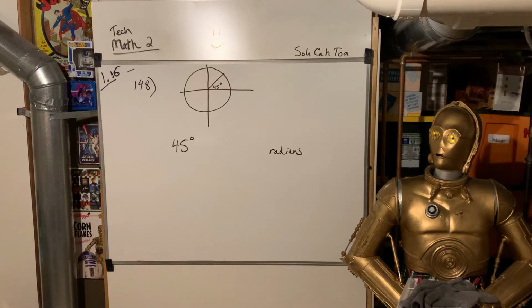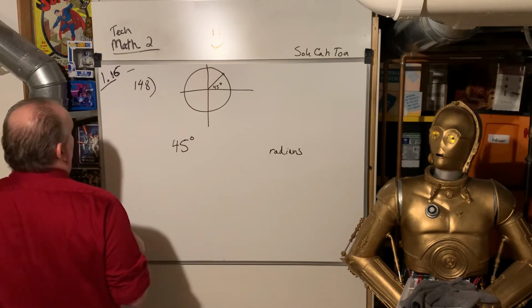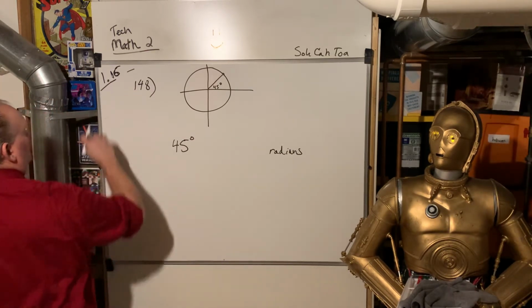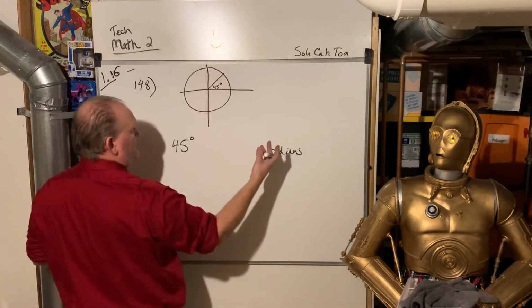All right, we are back. This is Techmath2. We're looking at, in the red book, we're on page 55. We're looking at number 148. That is 1.16. They want us to convert degrees to radians for the unit circle.